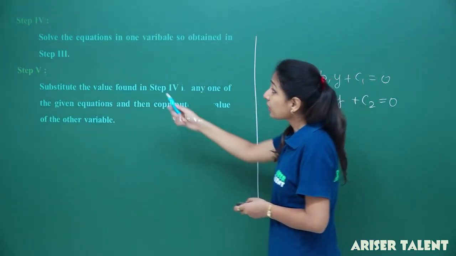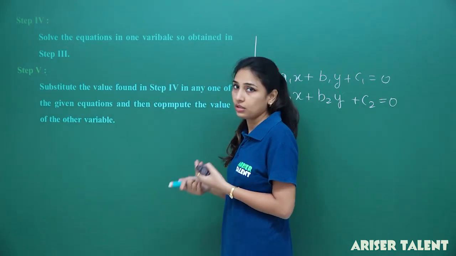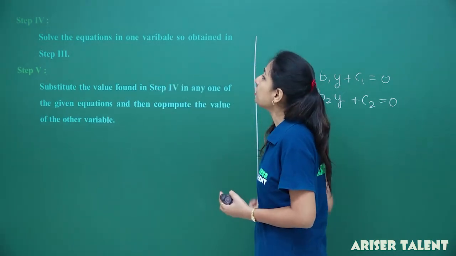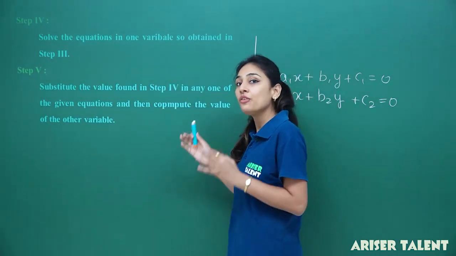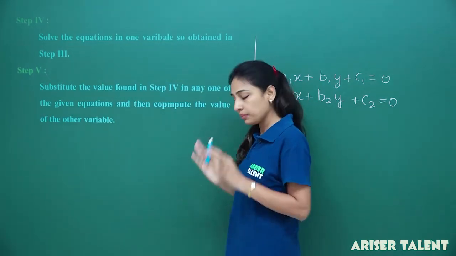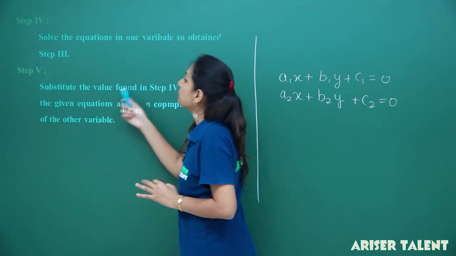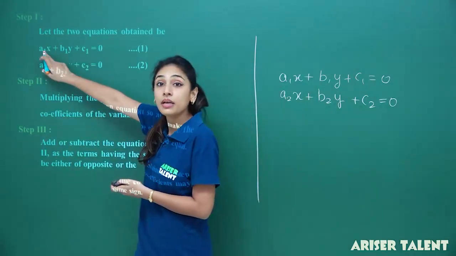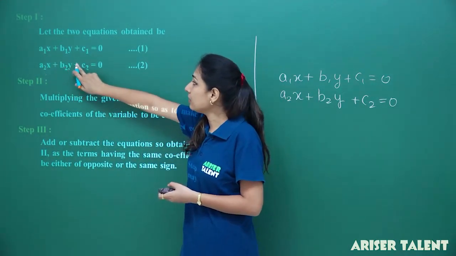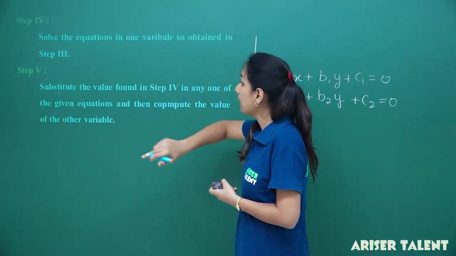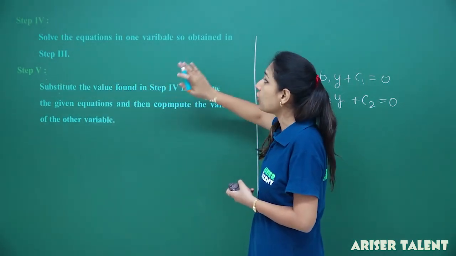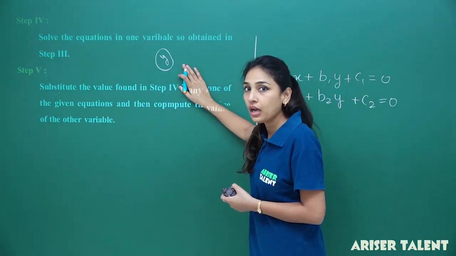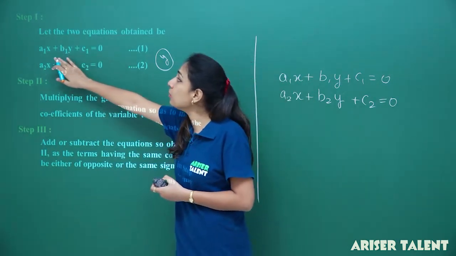Now solve the equation in one variable, right? That is what we have been doing in the rest of our classes. So solve the equation in one variable. We will do a question on it, students. Step 5, substitute the value found in step 4. If I eliminated this x term, then the variable remaining is y. So what I'm doing is solving the equation in one variable. So I am solving for y in this step. Now I got the value of y and I'm still looking for the value of x.